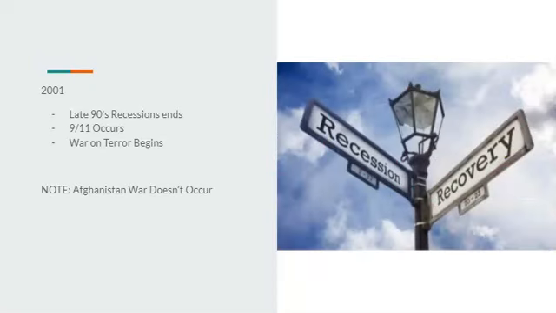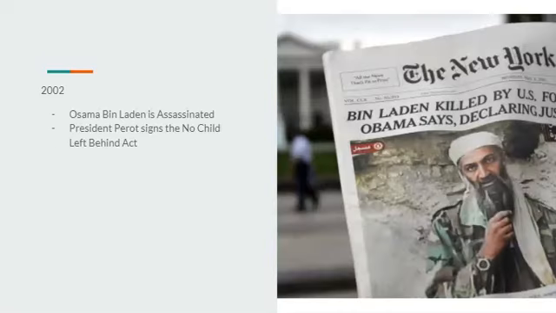We would also see 9/11, since the Iran-Contra affair does happen still, and the War on Terror begins, but no, the Afghanistan War doesn't occur. In 2002, Osama bin Laden would be assassinated, and President Perot would sign the No Child Left Behind Act. Osama would be assassinated a lot earlier in this timeline, as Ross Perot would be a lot more effective as a leader than Bush was.